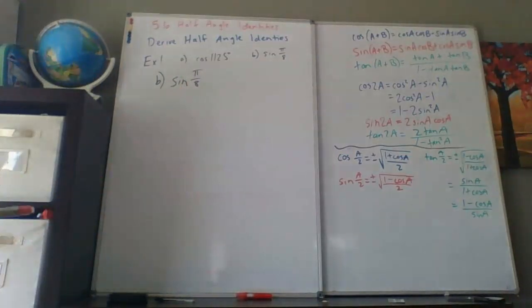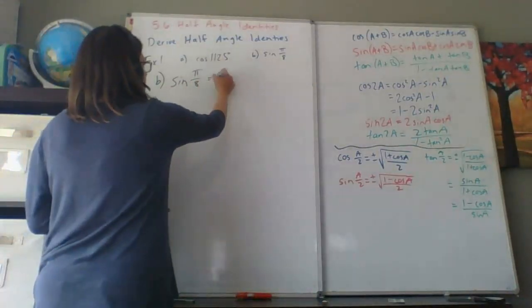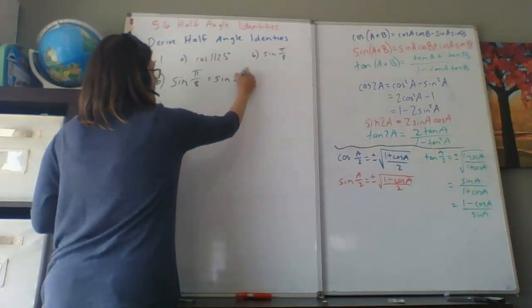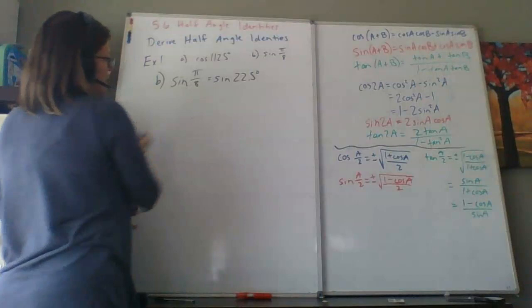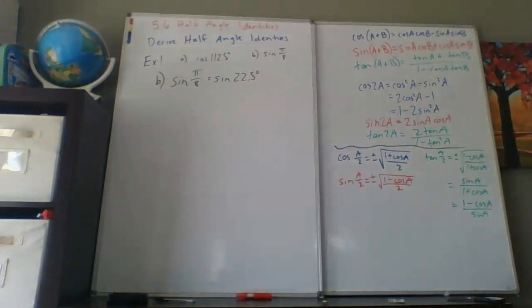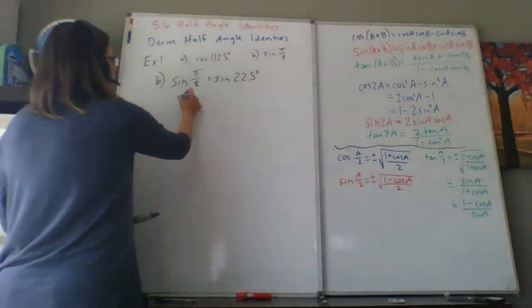B, sine of pi over 8. One way to do this is we could figure out what pi over 8 is in degrees. You could do that on your own, or find out that that's going to be the same as sine of 22.5 degrees. So now clearly it's not a special angle, so I need to use my half angle.